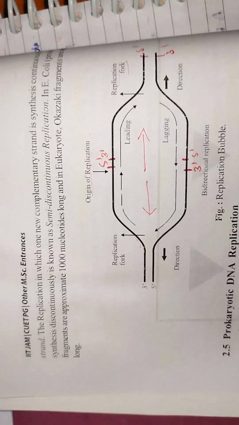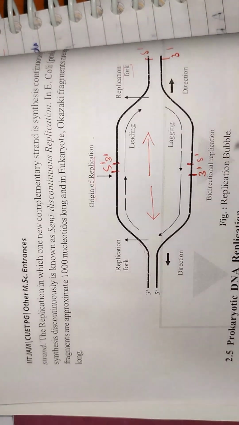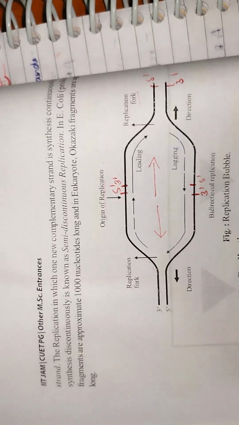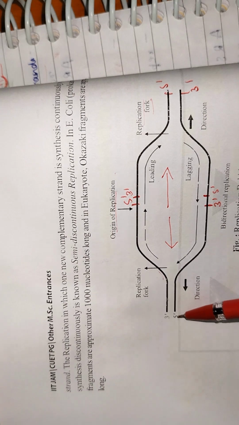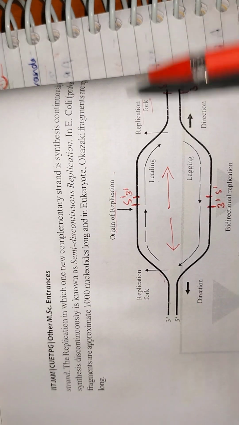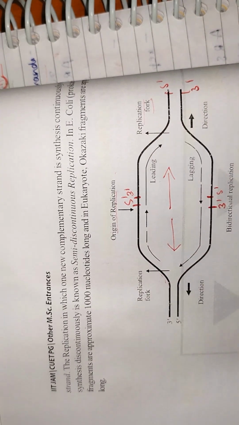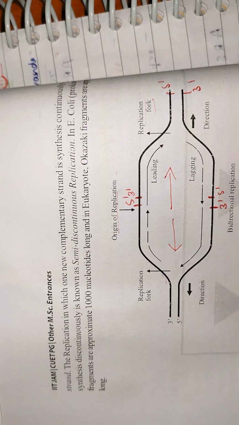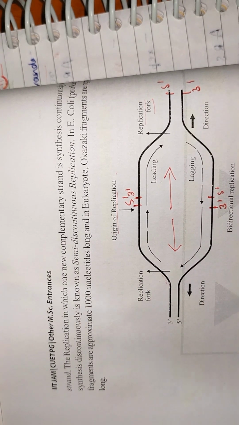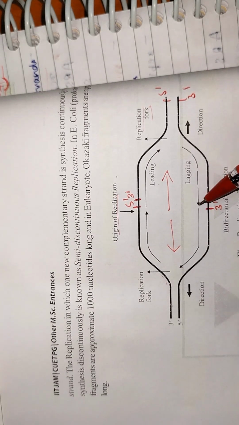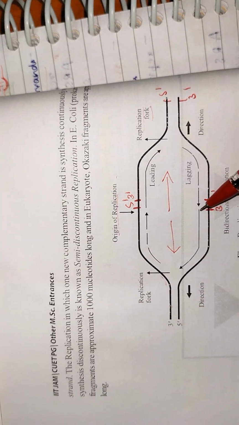Also, there is one leading strand and one lagging strand. What does this mean? Since we all know that the two strands of the DNA have different polarity, one is in the 5' to 3' direction, another is in the 3' to 5' direction, and the DNA is synthesized only in the 5' to 3' direction. So this is the replication fork, and from here replication will begin.